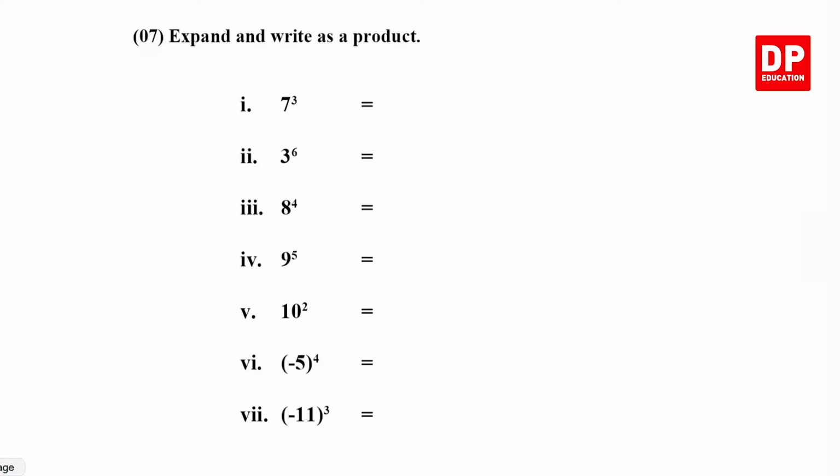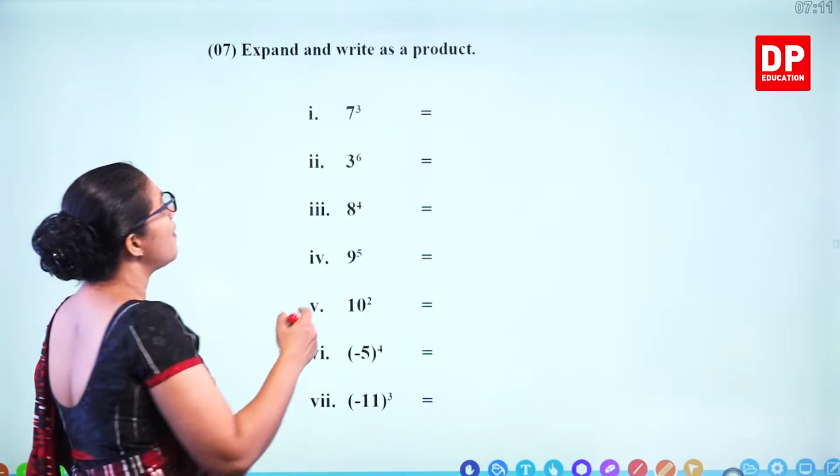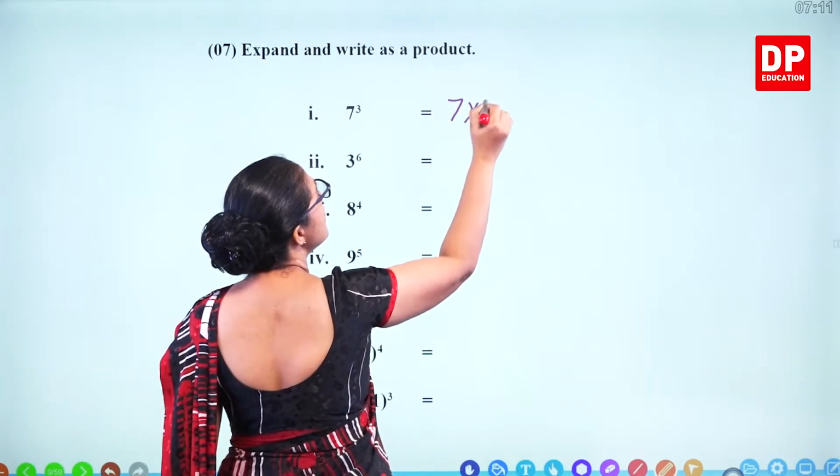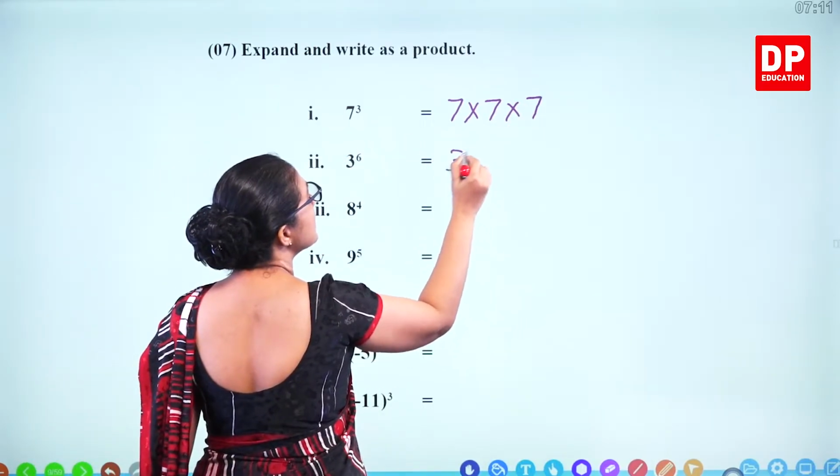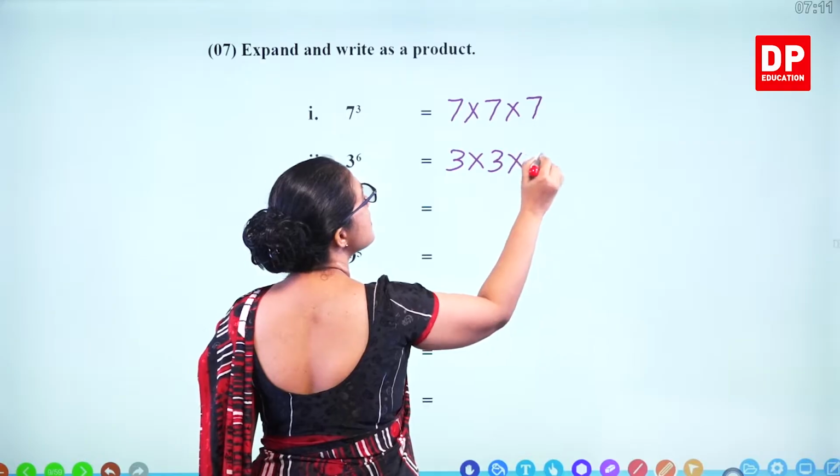Expand and write as a product. 7 to the power 3, 7 three times. 3 to the power 6, 3 six times.